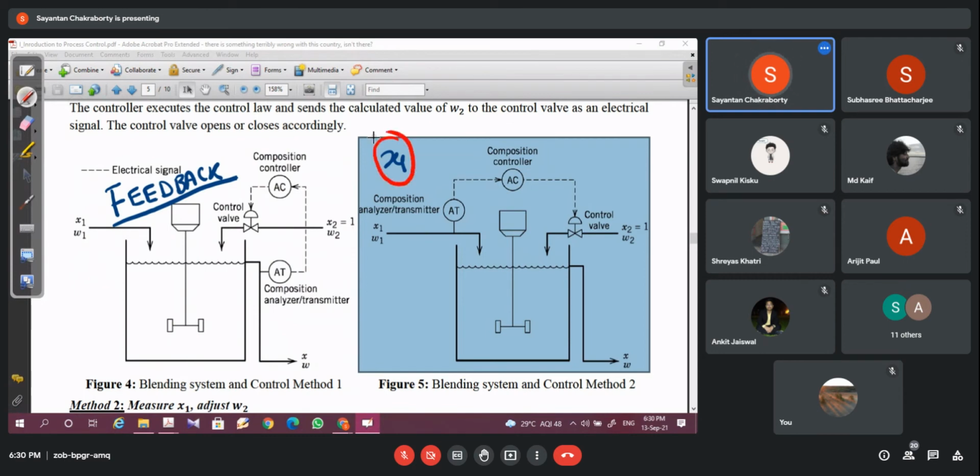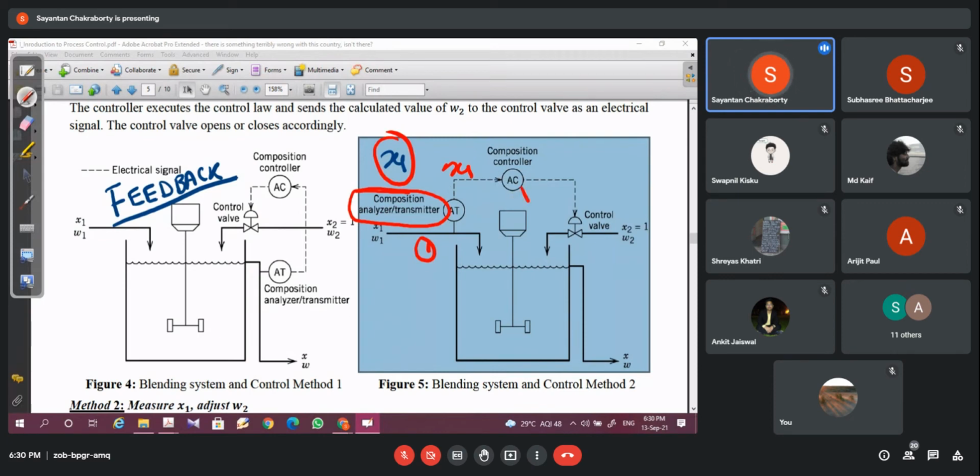We'll be measuring x1 itself, and based on this measurement we'll control W2. That is, we're measuring what is called a disturbance, because x1 is a disturbance, is uncontrollable. Whatever the scheme, we're putting the composition analyzer in the inlet one stream to analyze the composition of x1. And this is fed to the composition controller.